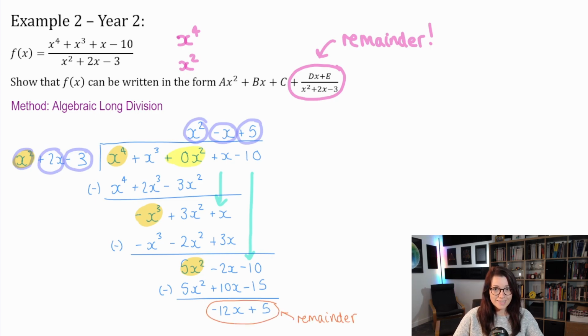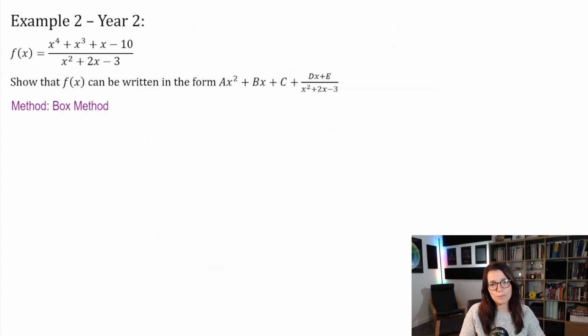So in terms of writing the final answer, it will be f of x equals the x squared minus x plus 5, and that was the part that we got at the top when we did our algebraic long division, plus the remainder, so minus 12x plus 5, all over x squared plus 2x minus 3. And that's it. I'll now show you that same example but using the box method instead.